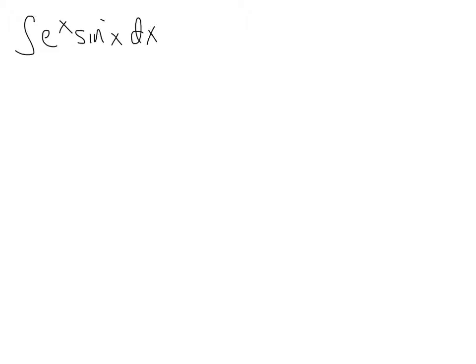e to the x will not change to 0 if I differentiate it. Even sine x will not give me 0 after differentiating it so many times. So we're left with integration by parts. So we decide for a u. In this case, I'll choose e to the x, and dv is equal to sine x dx.